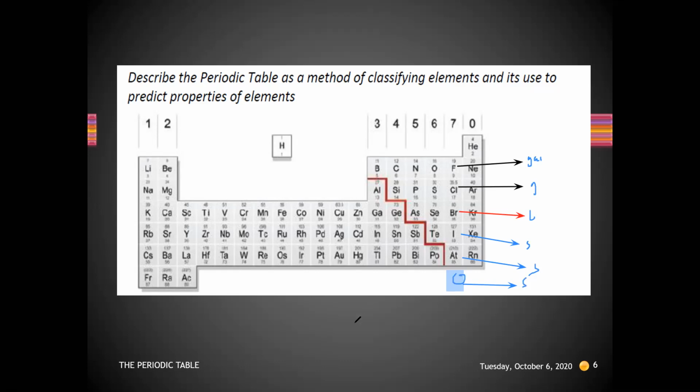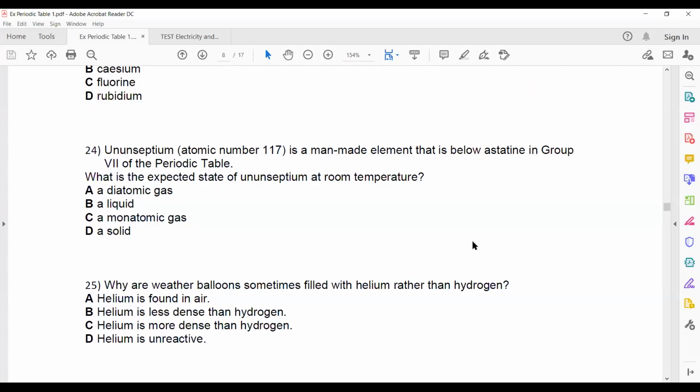And these group elements exist in nature as diatomic. So what will be the state of this substance? It will be solid.